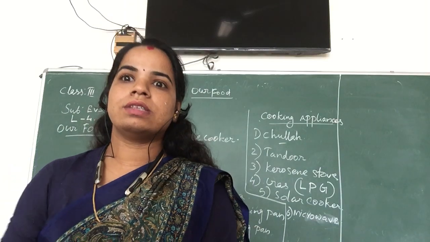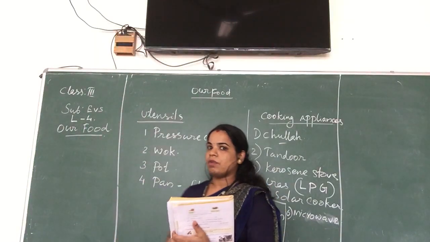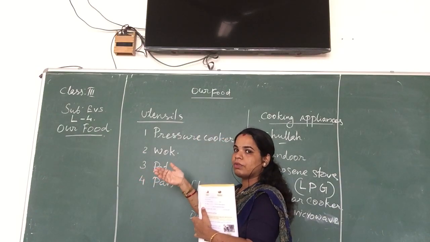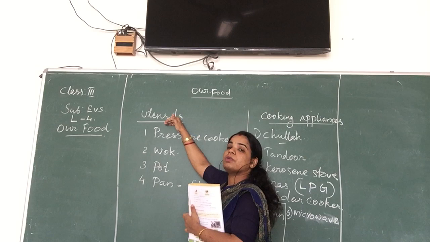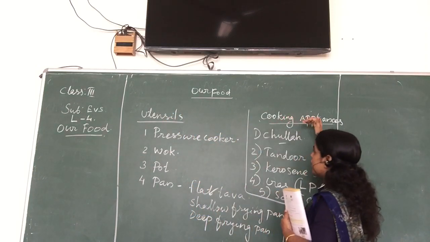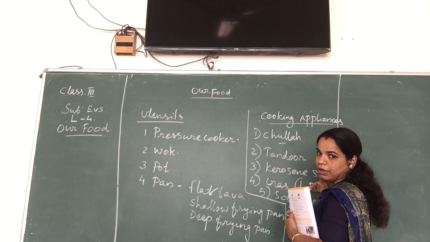Then our lesson is finished. In this lesson on food, we learned about the different methods to cook food. Second, what utensils we have to use to cook the food. And the next one, what appliances we have to use to cook the food.